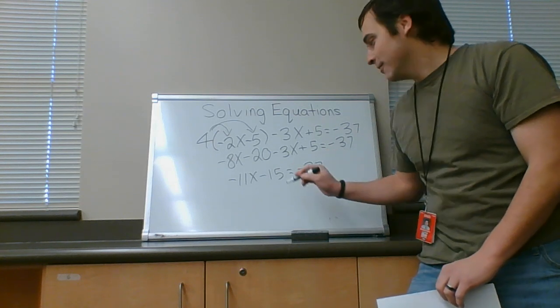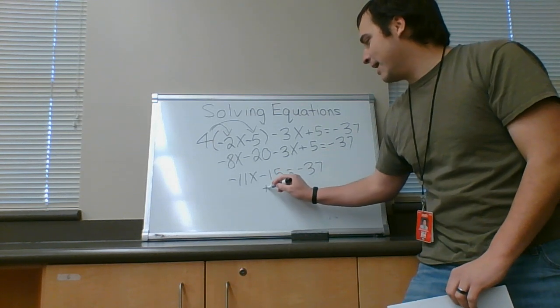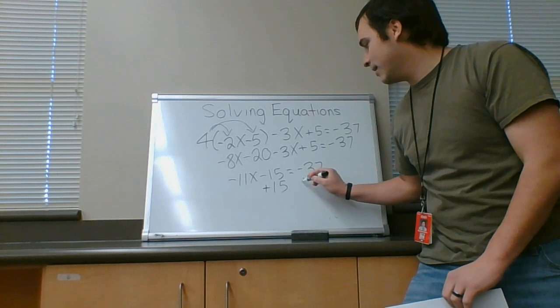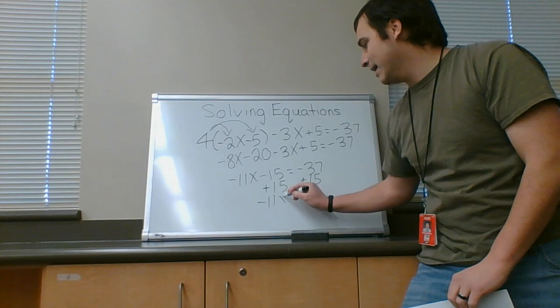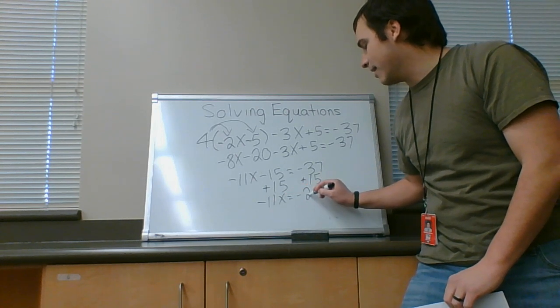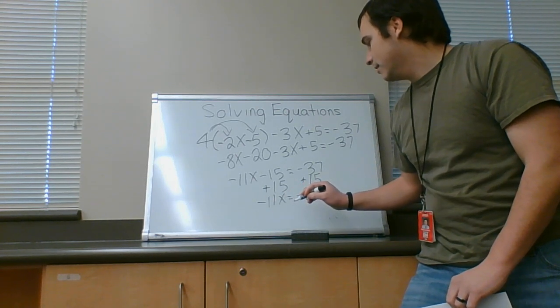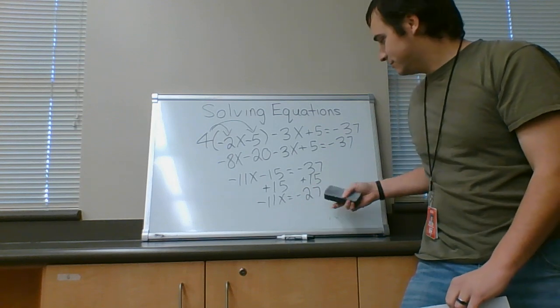Although they are cute. Now, minus 15, you add 15 to both sides, because we have that lovely two-step equation you've been doing forever. Negative 11x equals negative 27. Negative 22, sorry.